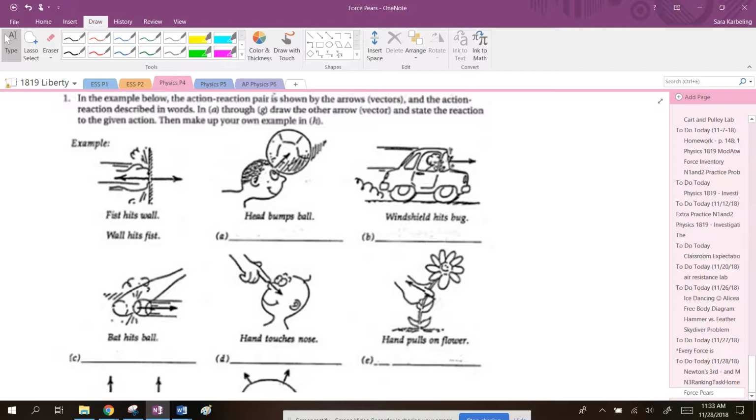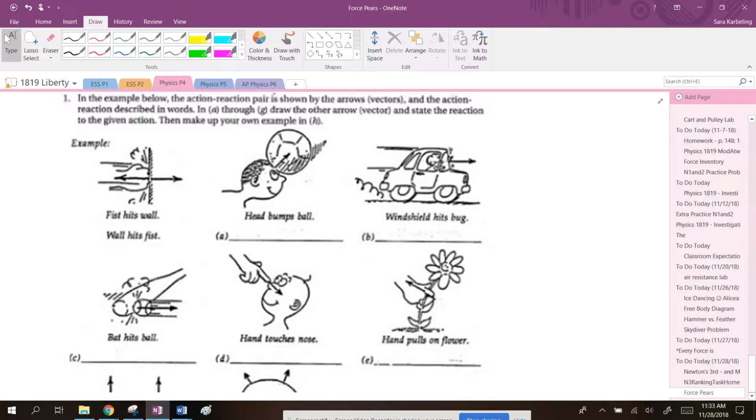Ball hits bat. If you've ever swung a bat and made contact with a ball, which is not always true for all of us when we're trying to play t-ball, or maybe not t-ball, but softball. Maybe you don't make contact, but if you do, and the bat hits the ball, you can feel that, can't you? You can feel that the ball hits the bat. There's something there.